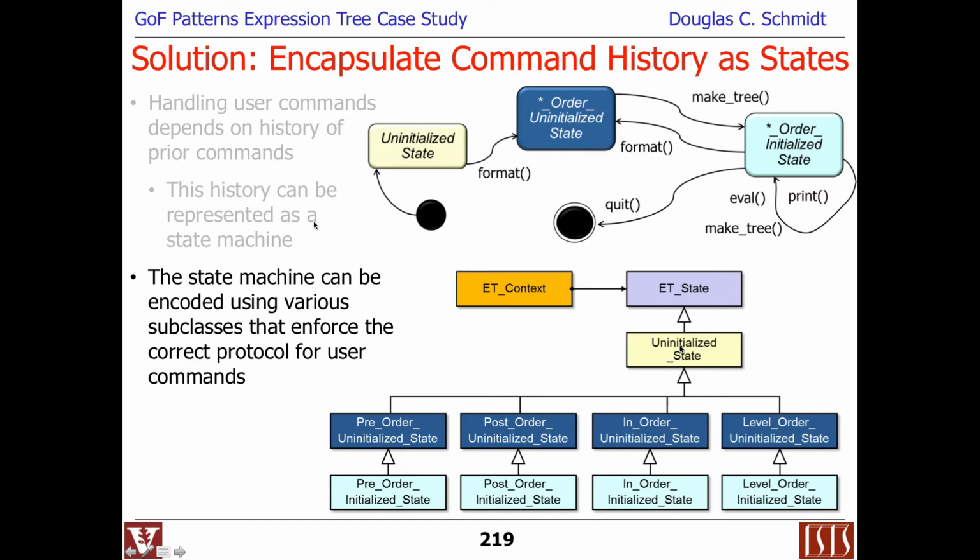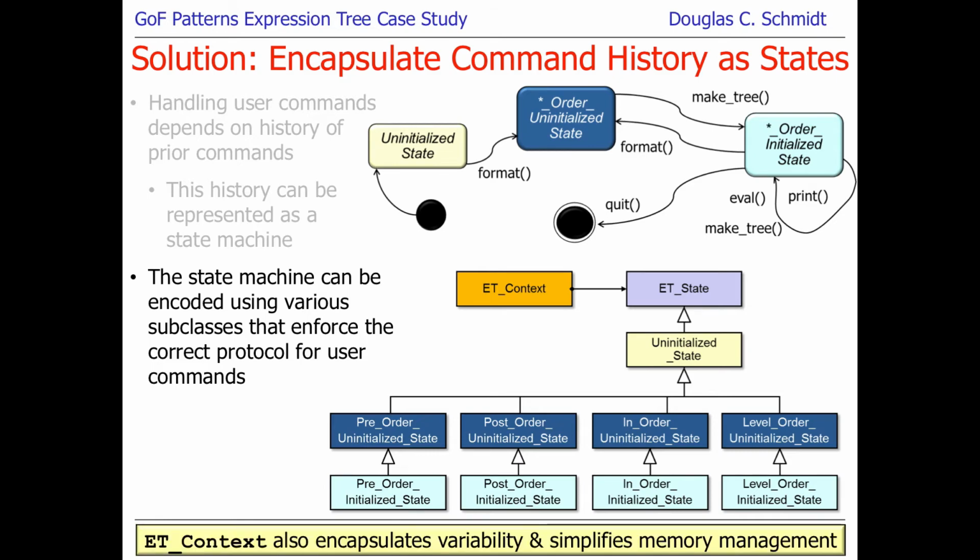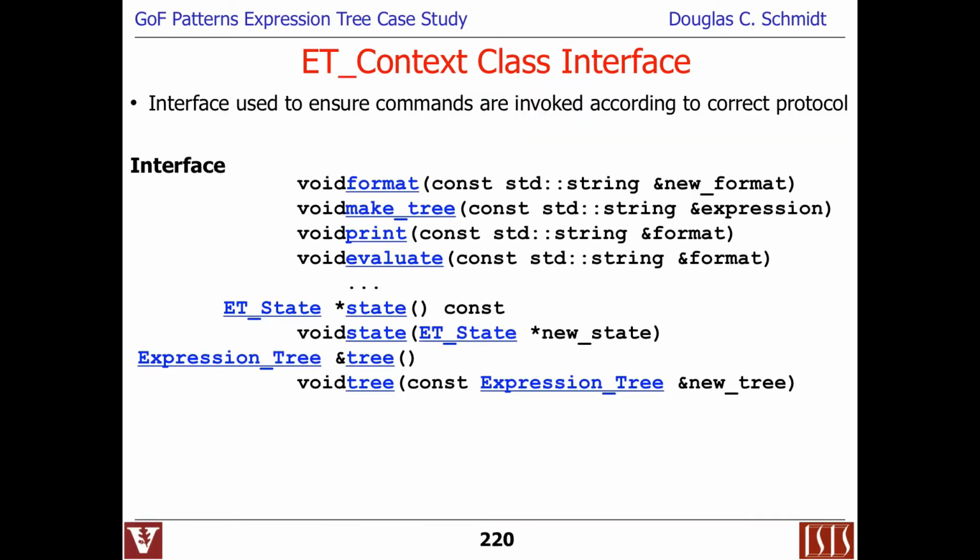So if you're in the uninitialized state, then you can really only go ahead and format. If you're in one of the other uninitialized states, then you can really only do make tree. If you're in one of these states, you can do pretty much everything. So depending on what level in this tree of states you're in, you're restricted in what you can actually accomplish, even though the interface looks exactly the same. And that's kind of cool. So here's what it looks like.